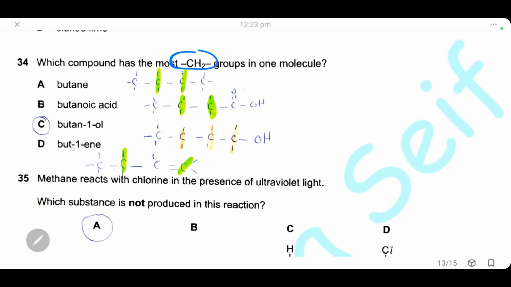And but-1-ene has only 2 CH2 groups. So from the structure, we can easily see that the answer is C. Butan-1-ol has 3 CH2 groups, so it has the most CH2 groups.